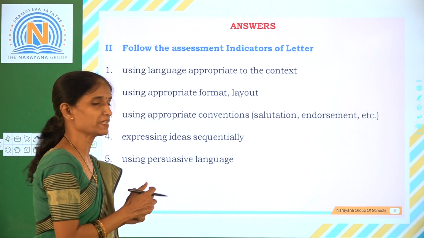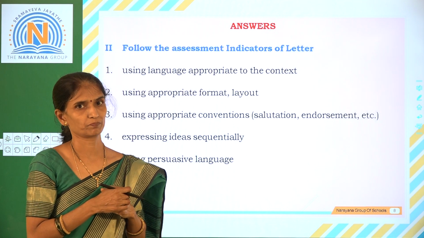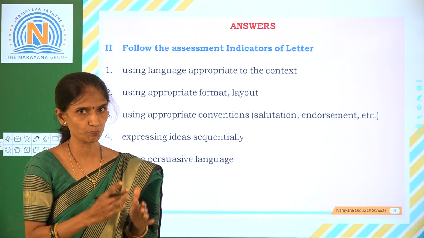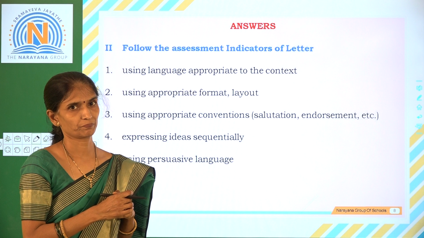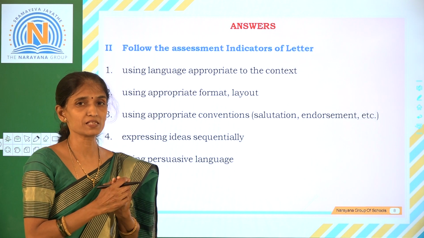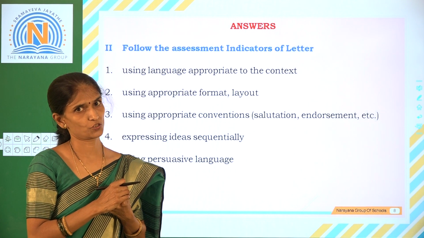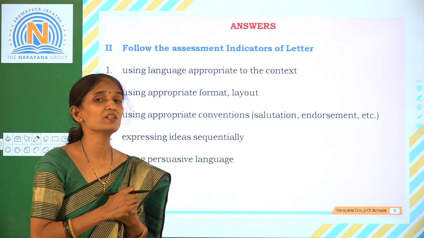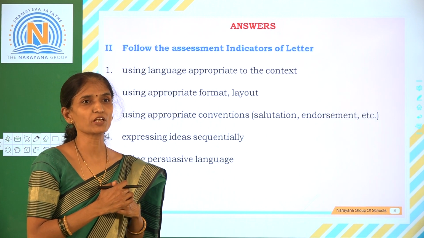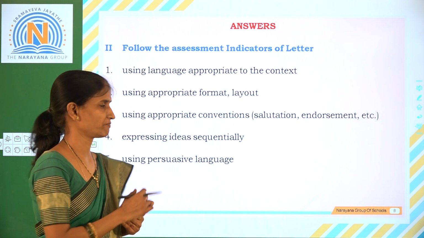Then the fourth assessment indicator is expressing ideas sequentially. When you write the body of the letter, the ideas that you put should be sequential. So follow the sequence of ideas. Then the fifth assessment indicator is using persuasive language. Persuasive language means convincing language. The language that you use in the letter should be convincing, it should be persuasive.